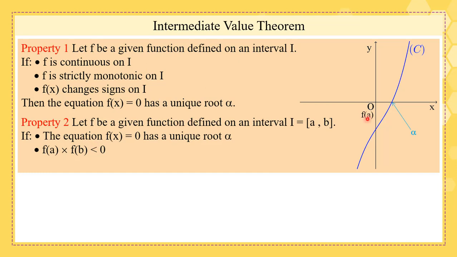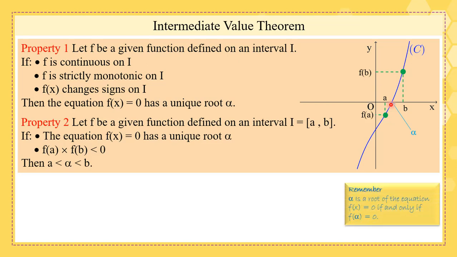Like, for example, if this is f of a, which is negative, this would be a, and if this value is f of b, this would be b. You see, alpha falls between a and b. Remember, if alpha is a root of the equation f of x equals 0, this means that f of alpha is 0, and vice versa.